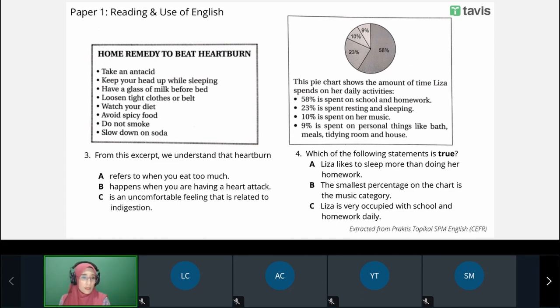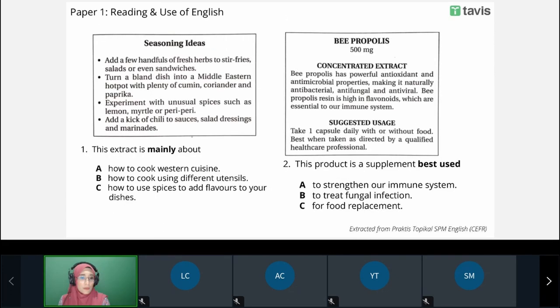This is the chart that I was talking about. This is the pie chart. And this is just, I would say, a notice or a leaflet about heartburn. And this is a recipe. Sorry, question 1 is a recipe. And for B, propolis, this is an information notice, I would say. So let's try and attempt this together.